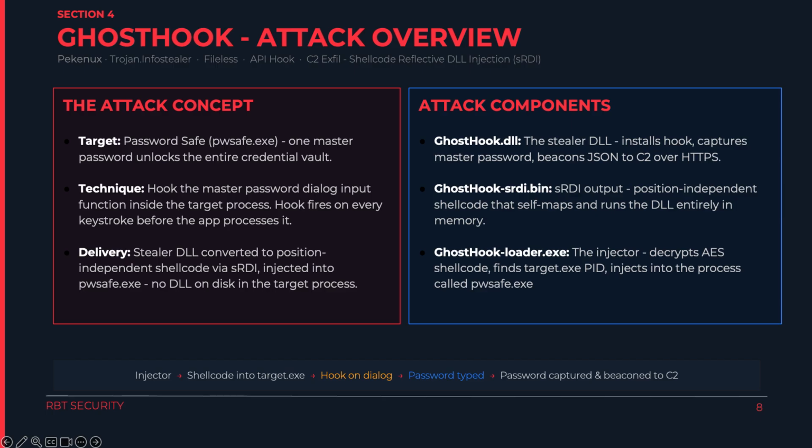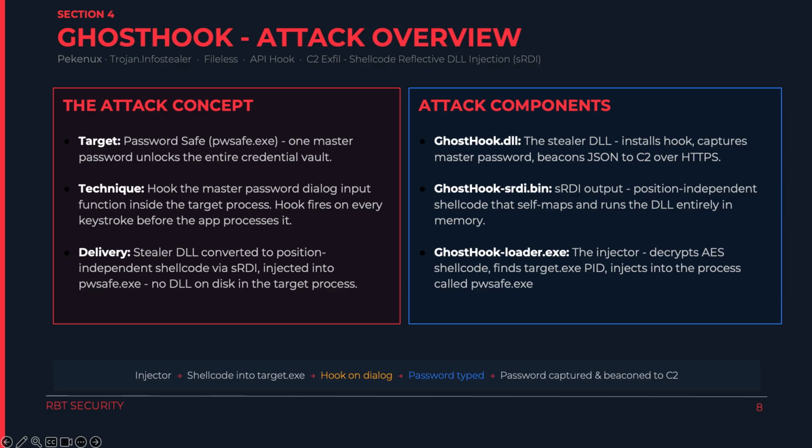So we deliver it with shellcode reflective DLL injection, also known as sRDI, right? So we don't want a DLL dropped on disk inside of the target process. That is very noisy. So our stealer DLL gets converted into position independent shellcode using this technique called shellcode reflective DLL injection, and injected directly into pwsafe.exe, right? It self-maps entirely in memory and nothing touches disk.